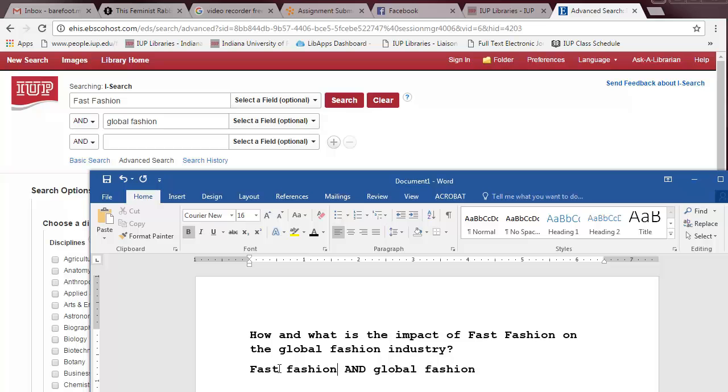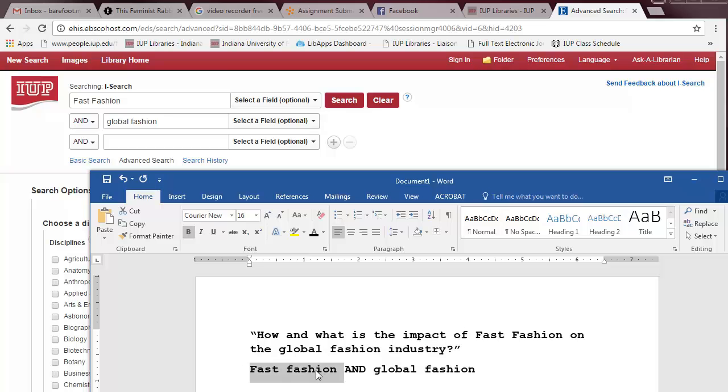is this term right here, fast fashion. That is a recognized phrase. Now, you're not going to put quotation marks around the whole question. Some of you did this. Some of you put quotation marks around an entire question. That tells me that you don't really understand what the quotation marks do, because what's going to happen is it's going to search for literally this exact thing word for word: how and what is the impact, etc.